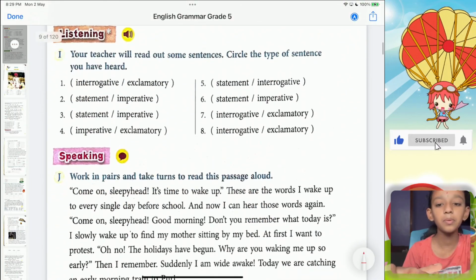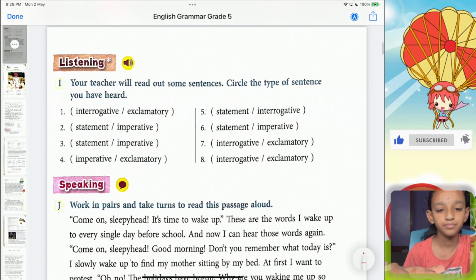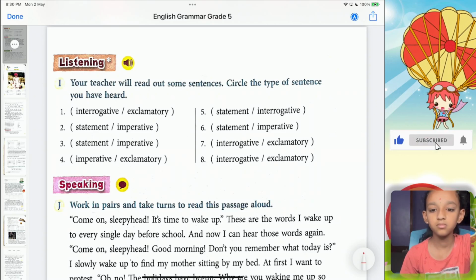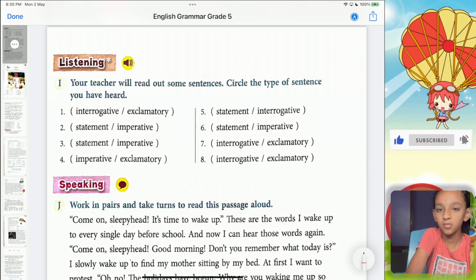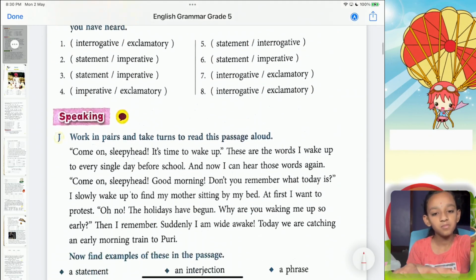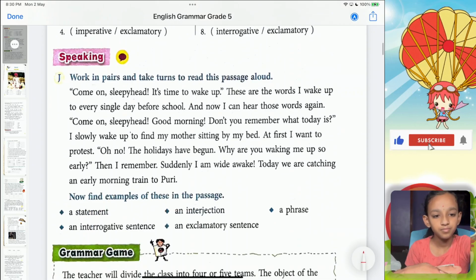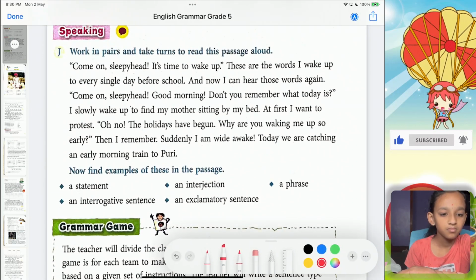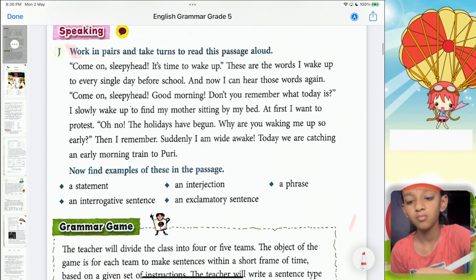So this is just a listening skill where your teacher will read out some sentences and you have to circle the type of sentences you have heard. And then this is, I think, a speaking exercise. Work in pairs and take turns to read the passage aloud.